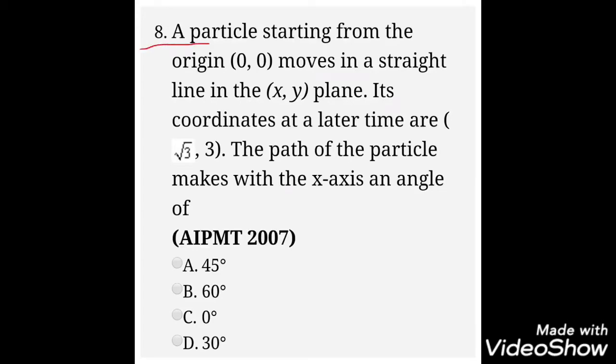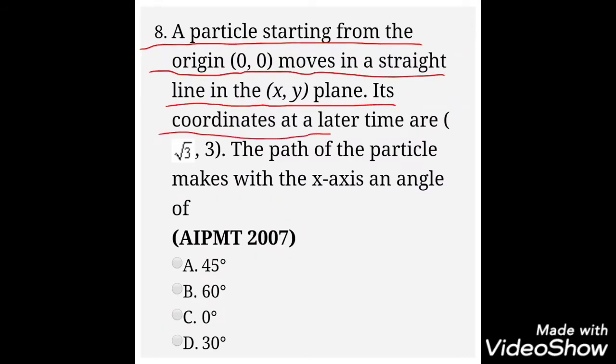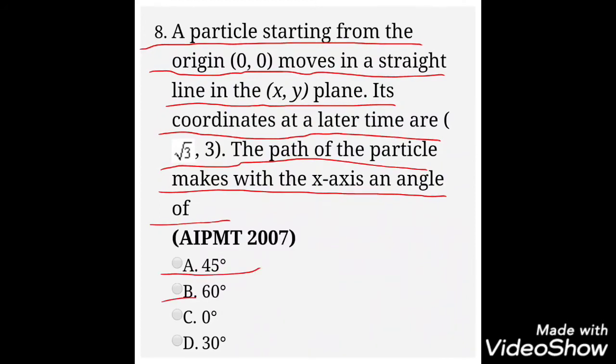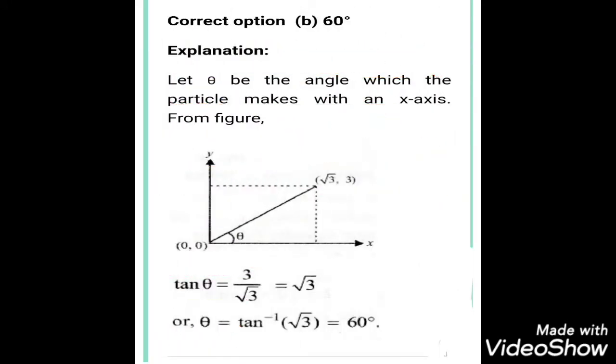Question number 8. A particle starting from the origin (0, 0) moves in a straight line in the xy plane. Its coordinates at a later time are (root 3, 3). The path of the particle makes an angle with the x-axis of: option A 45 degrees, option B 60 degrees, option C 0 degrees, option D 30 degrees. So the correct option for question number 8 is 60 degrees. Option B is the correct answer.